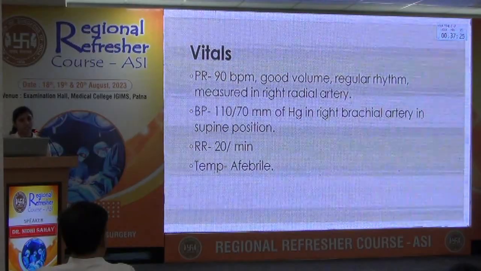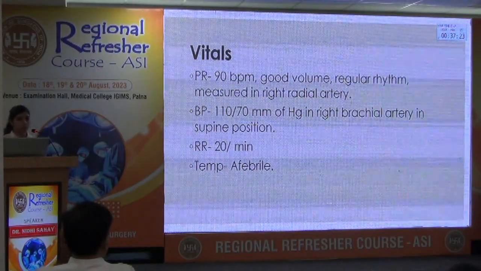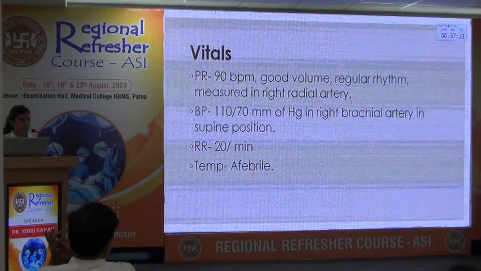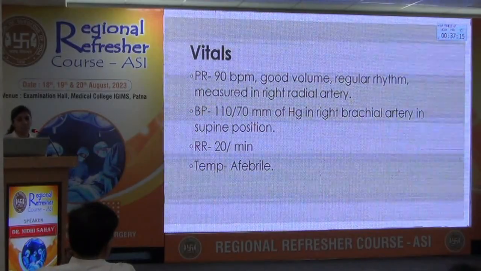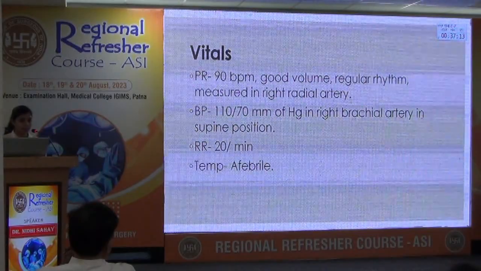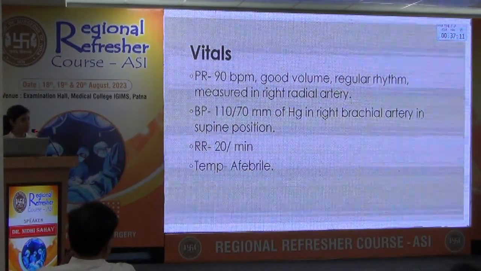Her pulse was 90 beats per minute, good in volume, regular rhythm, measured in the right radial artery. Her blood pressure was 110/70 millimeters of mercury in right brachial artery in supine position. Respiratory rate was 20 per minute and she was afebrile.